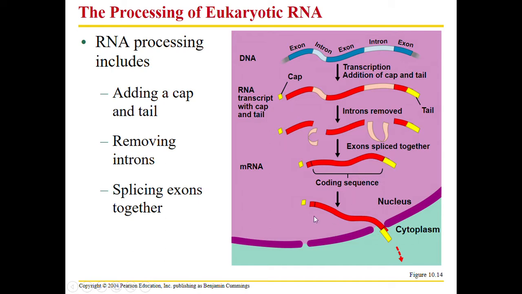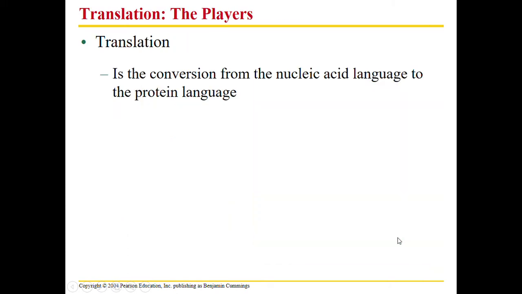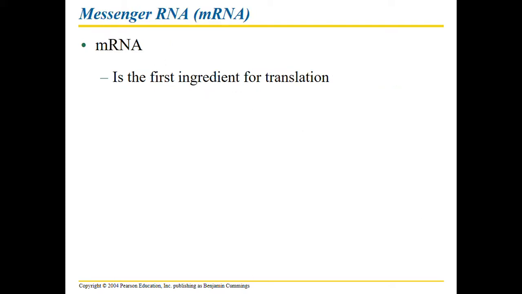And we add a tail at the end, and we send it out of the nucleus and into the cytoplasm towards the ribosome. So now translation. We have RNA, and now to make a protein. First, mRNA is needed. The M stands for messenger, and this carries the message for the code of proteins. And there are 3 different types of RNA, but so far we've only focused on mRNA.